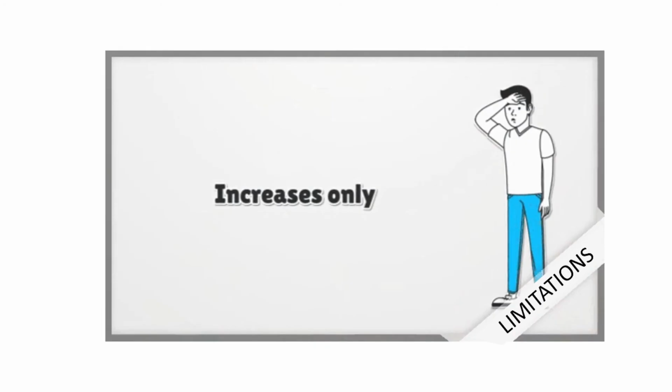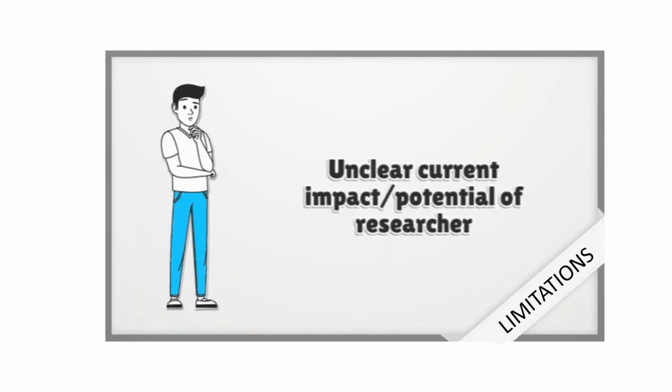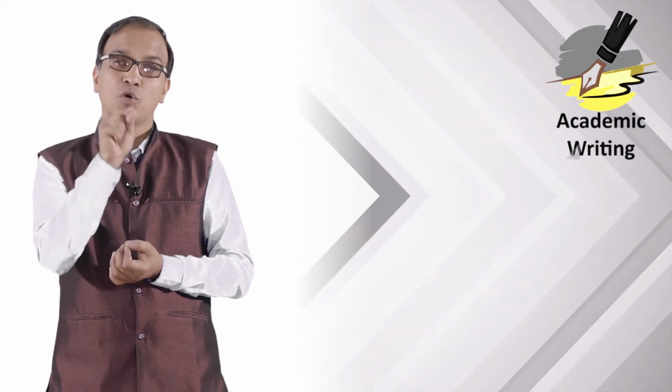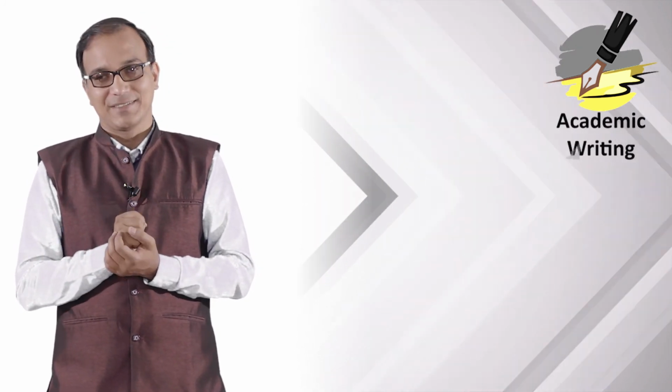Now, what is the actual scenario here? That we are unable to assess the current impact of the researcher. So this is the major limitation. We cannot assess what is the actual potential of the researcher at this moment or at this time. So that's why this is the major limitation of the H index.